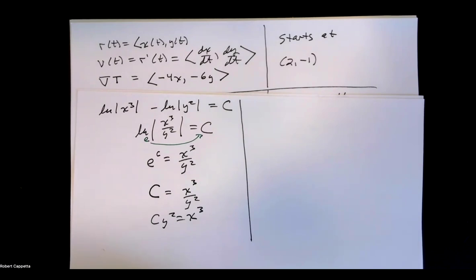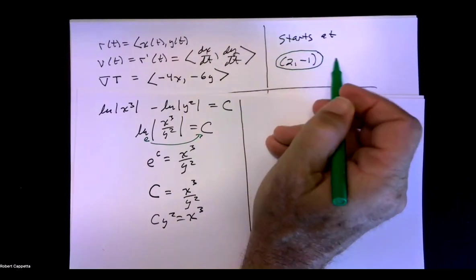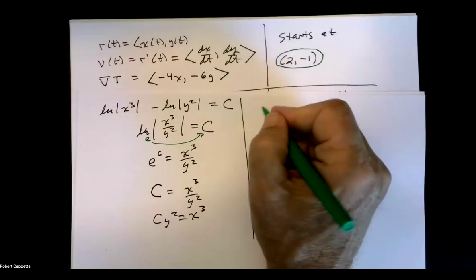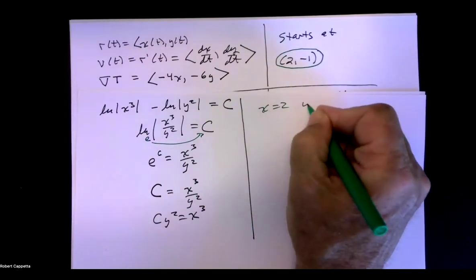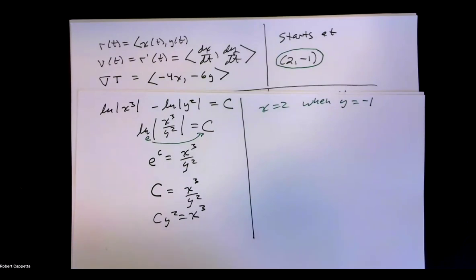What's the strategy I'm going to need to use to solve for c? What fact haven't I used yet? Well, it's this one right here. This solution goes through the point 2, negative 1. So x equals 2 when y equals negative 1. So making that substitution, what do we have here?